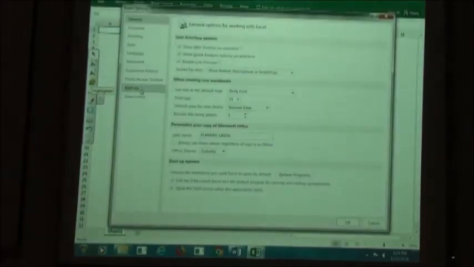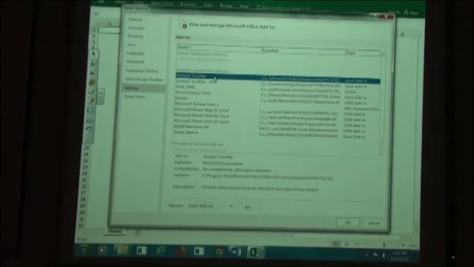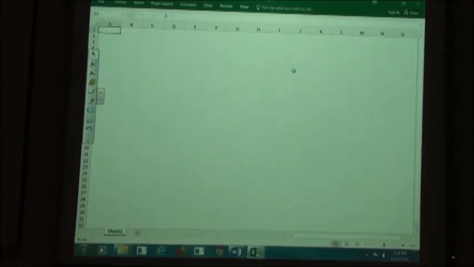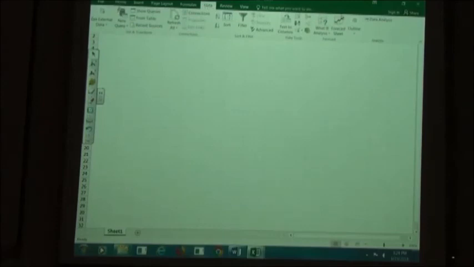Options. If I go to my add-ins and I click the analysis tool pack, I have to click go down here next to my Excel add-ins, and then I have to put a little mark in the box there. Analysis tool pack. And now I'm going to hit OK and see if it works. So now if I go to data, there we go. Now I have data analysis up on the top.